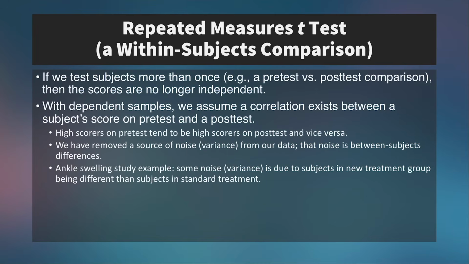Okay, so what about a repeated measures t-test or a paired subjects t-test? We use these when we test subjects more than once. So this could be pre-test versus post-test comparison, or one treatment versus another treatment, or one condition versus another condition in the same subjects. Now with these dependent samples, we assume that a correlation exists between a subject's pre-test and post-test. For instance, high scorers on a pre-test would probably be high scorers on a post-test, and vice versa.